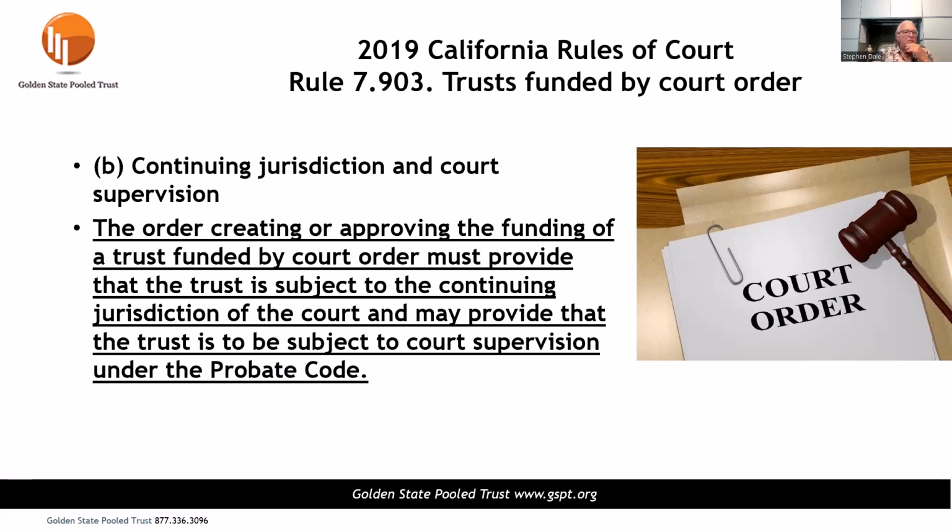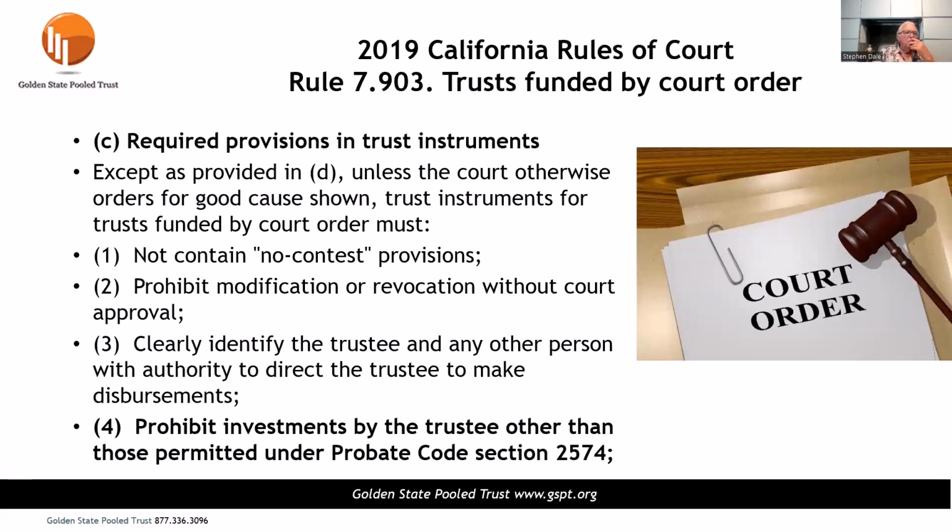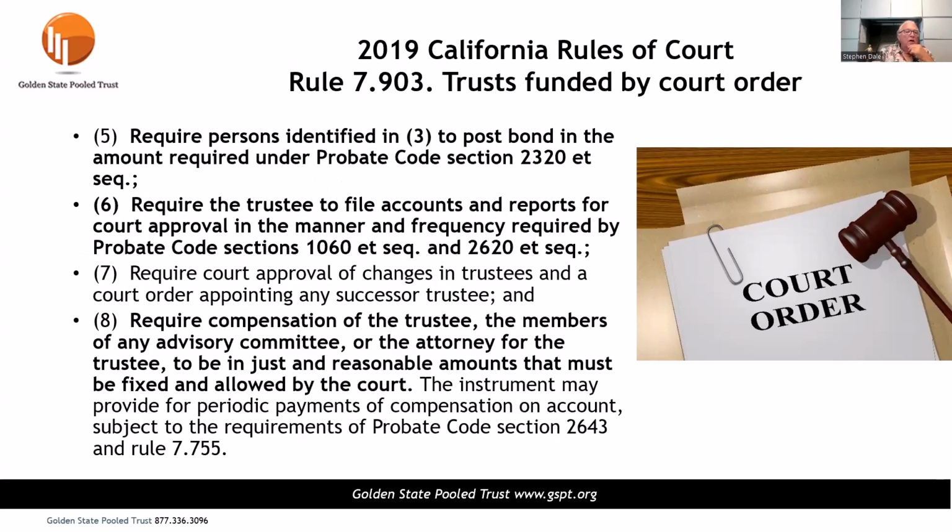The order must provide that the trust is subject to continuing jurisdiction of the court, and may provide that the trust is subject to court supervision under the probate court code. Getting into the meat of it, except as otherwise provided, it must not contain a no contest clause, must prohibit modification or revocation without court approval, and must clearly identify the trustees with authority to direct the trustee or other persons that have authority to direct the trustee to make disbursements. It must prohibit investments by the trustee other than those permitted by Probate Code 2574, and require that bond be posted.